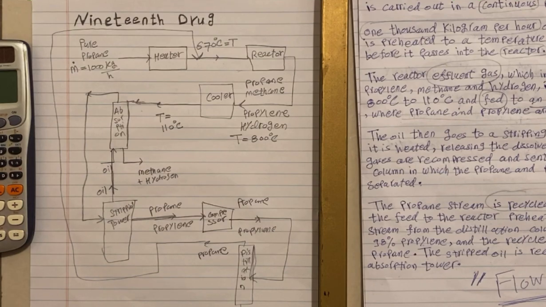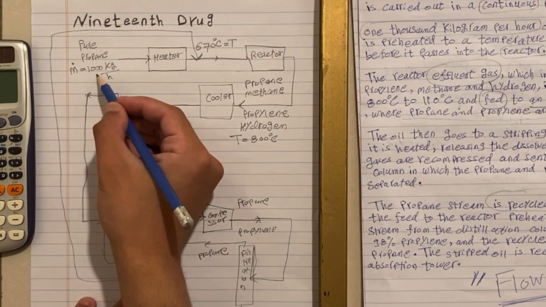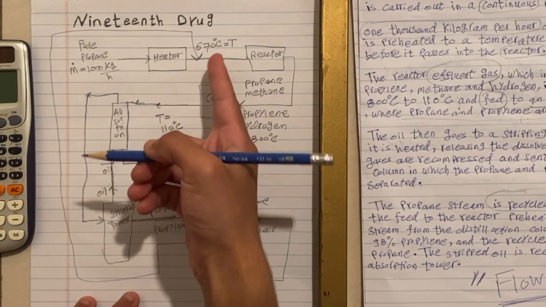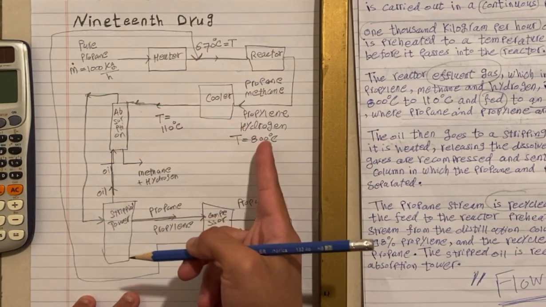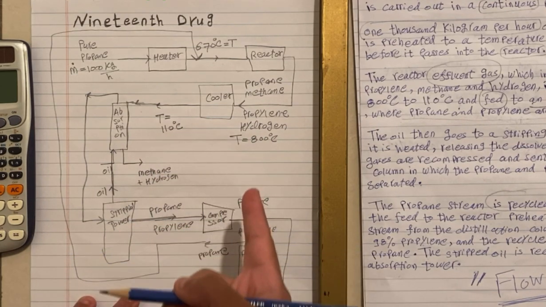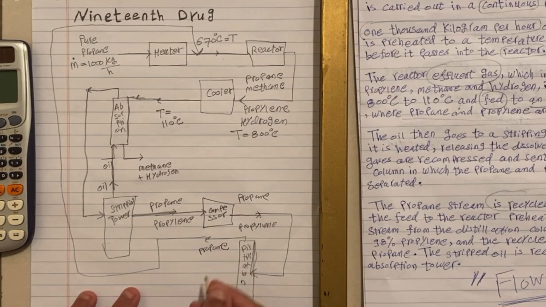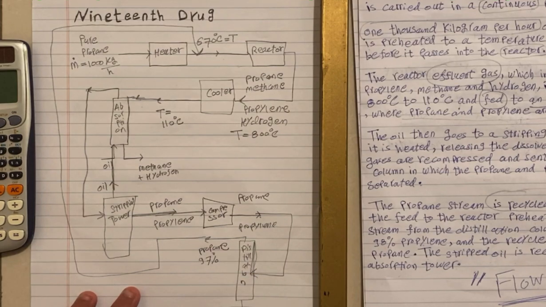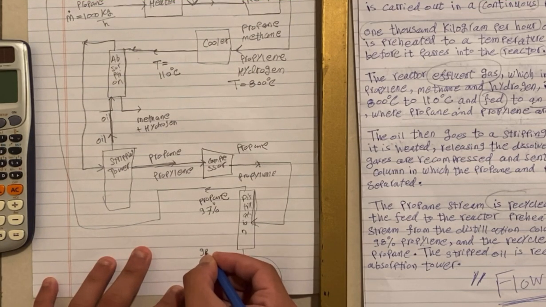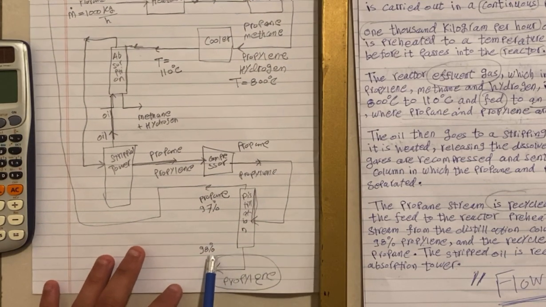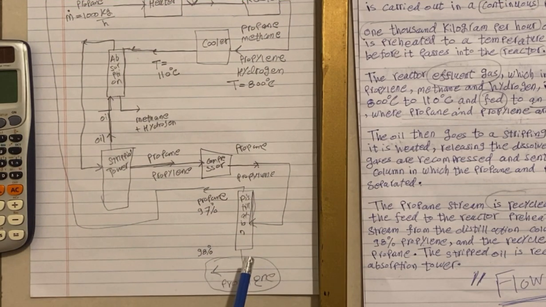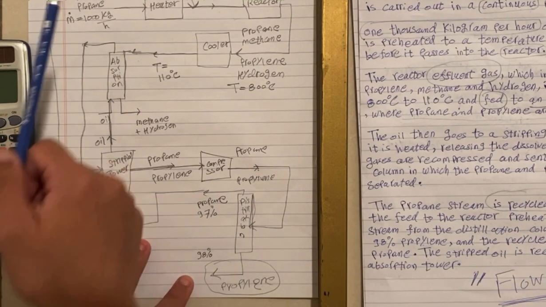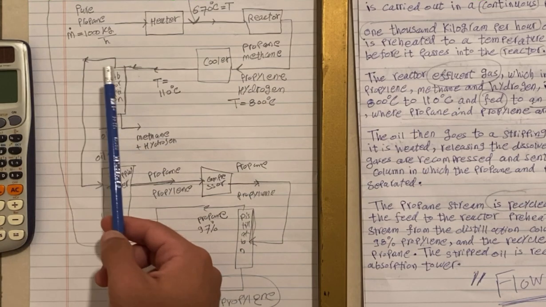Each stream will have certain information, and we need to put the known variables that are given to us in the question. Like this one, mass flow rate is equal to 1000 kilogram per hour. What was given also? 670 degrees Celsius, 800, 110. And then in the distillation column, propane has a 97% purity, while propylene has 98% purity. This purity wasn't specified whether it is weight or mole, but I'm assuming it is weight fraction because of the mass flow rate in the beginning of the question.